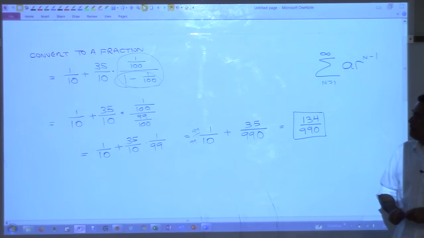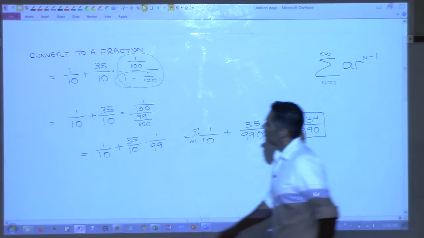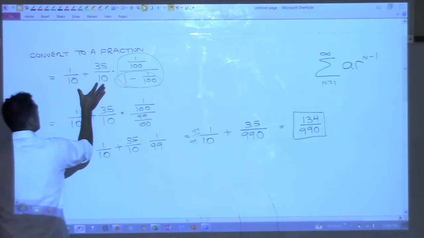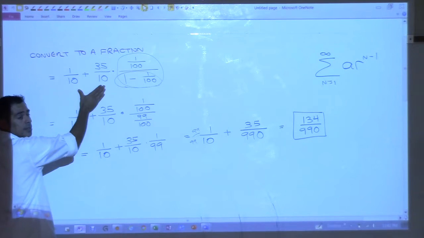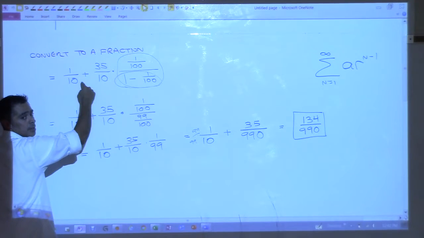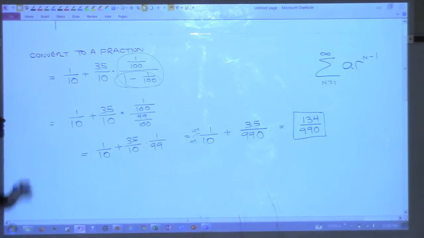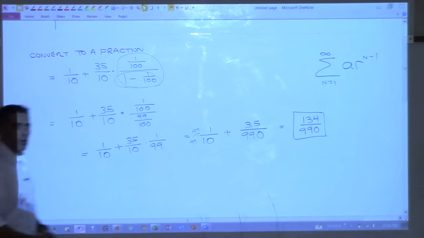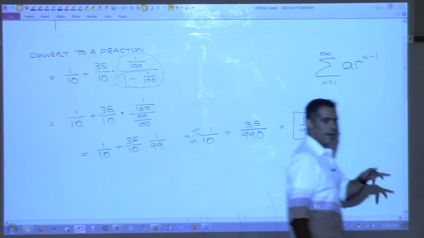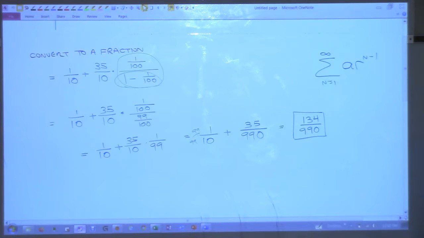Yes? What's the reason you didn't add the 1/10 and the 35 over 10? You could have done it, or no? Add these? Yeah. No, multiplication before addition. Oh, okay. Order of ops. So does that work? 134 divided by 990 is the decimal point 135353535.